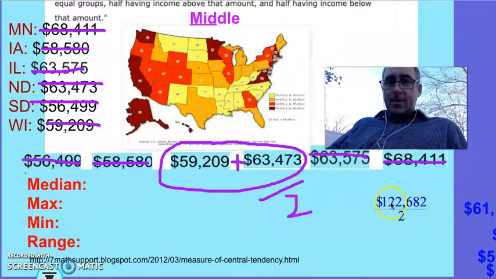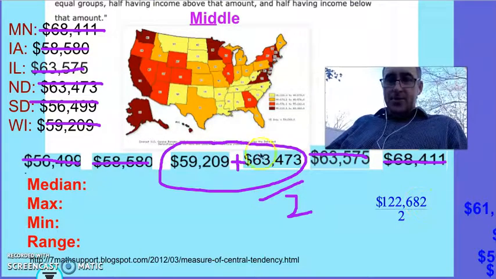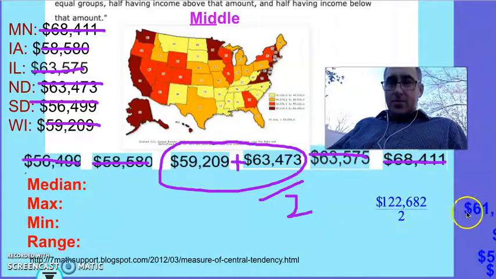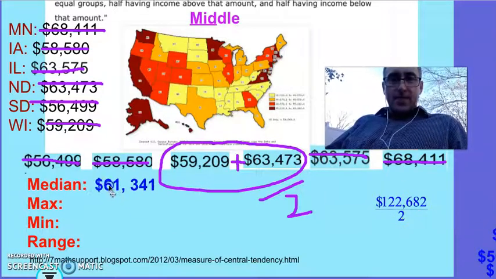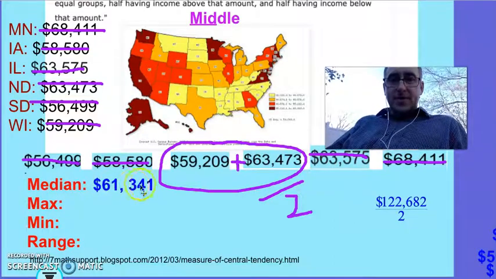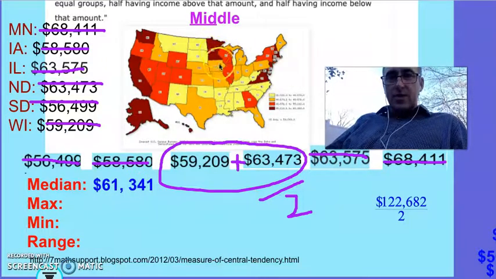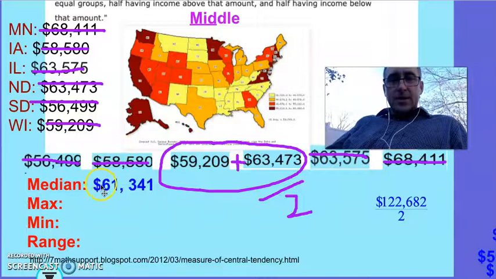I got a big number. I got $122,682 when I added these two up. When I divide it by 2, I get our median, our middle number, of 61,341. So within this Midwestern region, states surrounding or near Minnesota, the median is 61,000.